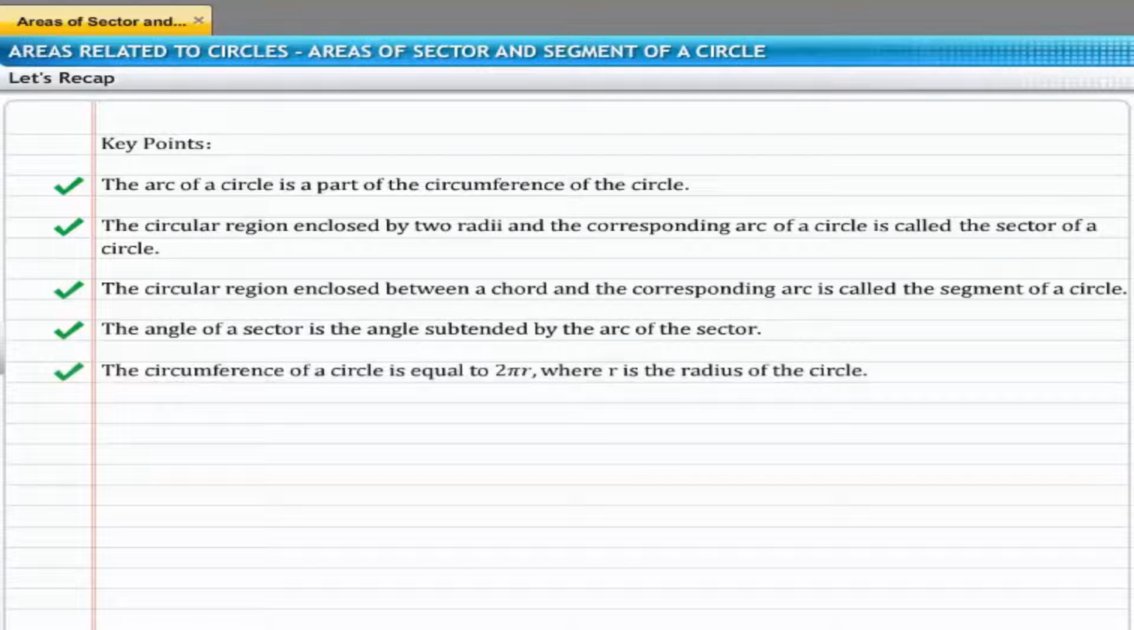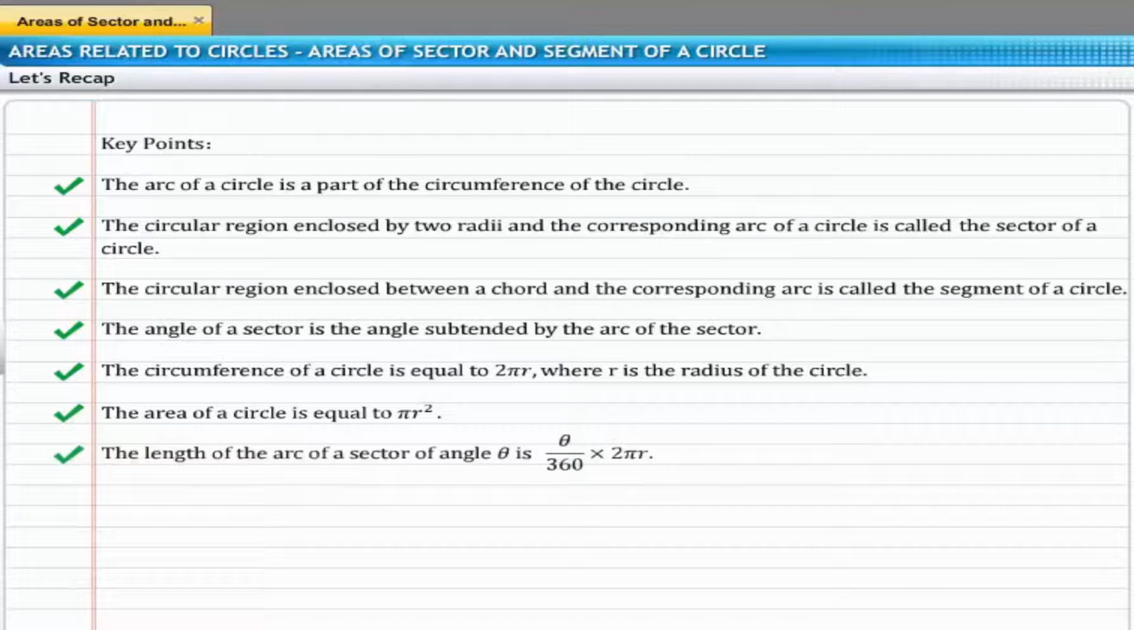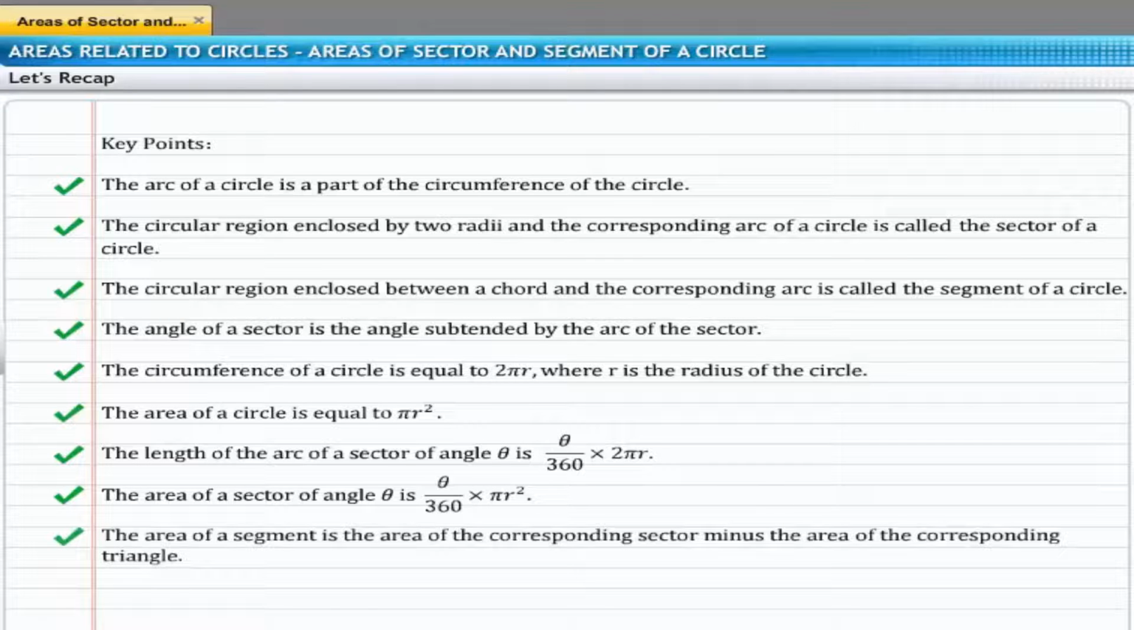The circumference of a circle is equal to 2 pi r, where r is the radius of the circle. The area of a circle is equal to pi r square. The length of the arc of a sector of angle theta is theta divided by 360 multiplied by 2 pi r. The area of a sector of angle theta is theta divided by 360 multiplied by pi r square. The area of a segment is the area of the corresponding sector minus the area of the corresponding triangle.